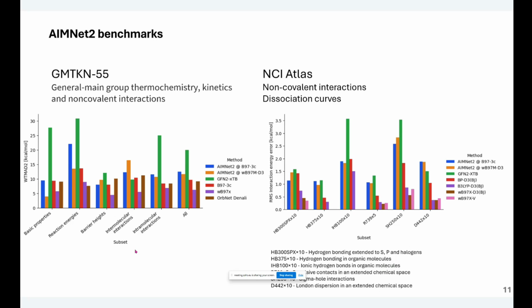Another benchmark here is NCI Atlas. It's intermolecular interactions for small molecules, dissociation curves. And what is in here clearly shows XTB fails for ionic hydrogen bonds. For ions, for charged systems, XTB doesn't work well. Where AIMNet shines, it produces basically the same accuracy for charged and neutral. Though we would like, and we're working on this, to have much better accuracy for intermolecular interactions.